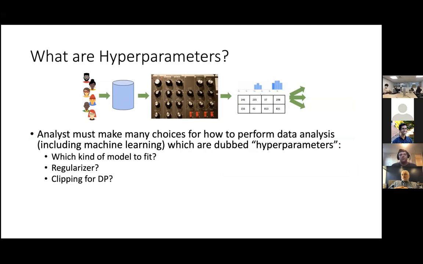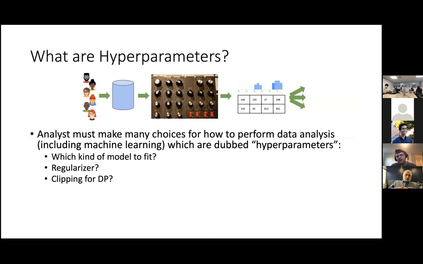So maybe I should specify a little bit more what I mean by hyperparameters. In general, there's a lot of choices that you have to make when you're running a data analysis system. Of course, machine learning is the one that people often talk about, especially with the language of hyperparameters. The basic choice is which model should I fit? Should I do a linear regression? Should I do a logistic regression? Should I do some kind of neural network?